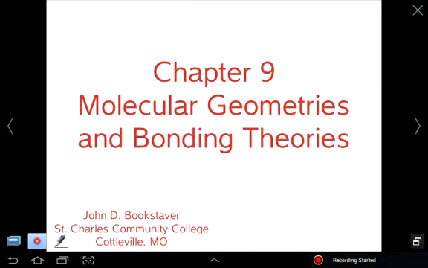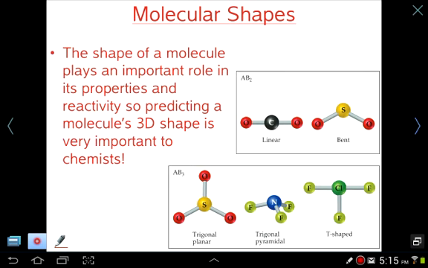Chapter 9, Lesson 1. In this chapter we'll take a look at molecular geometries and then something called bonding theories. So what we're going to be looking at in general are the shapes of the various molecules possible in the bonding. The shape of a molecule is very important for us to talk about because very often the properties of the molecule depend in large part on its three-dimensional shape.